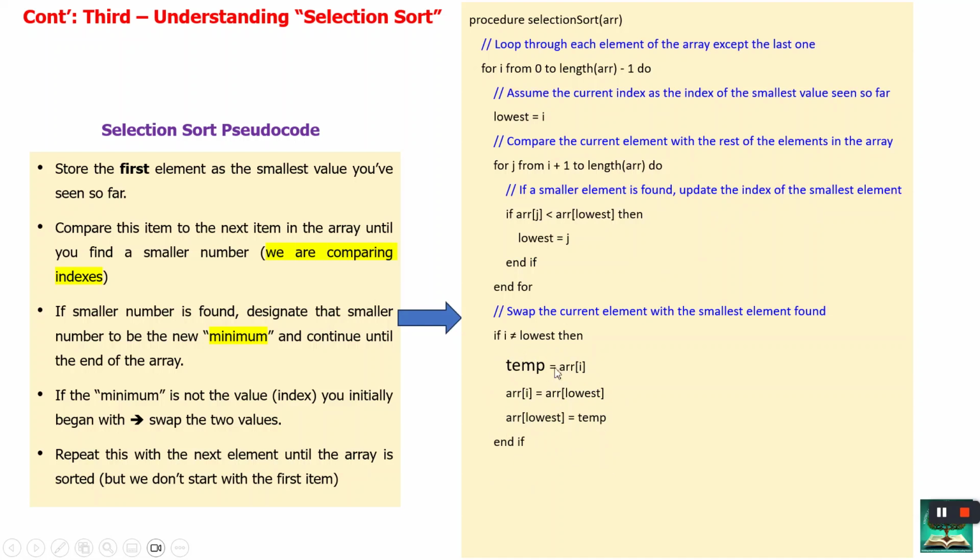You can wrap this in a method and just call it, for example, a swap method, or you can have it as a procedure. All right, and then you return the sorted array. So that is the selection sort.